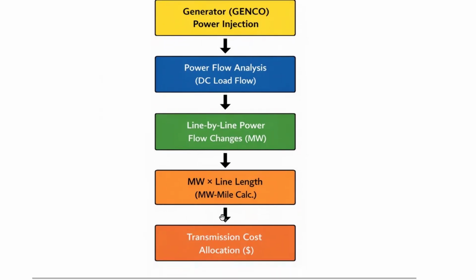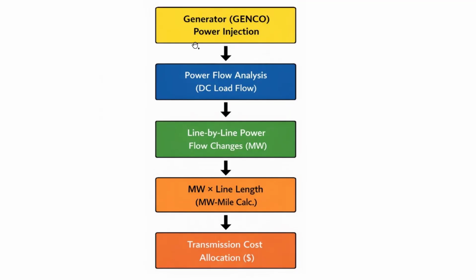After that, we are calculating the transmission cost, that is this megawatt mile into dollars per megawatt mile. That is what we are calculating. This is the simple block diagram of the megawatt mile method.